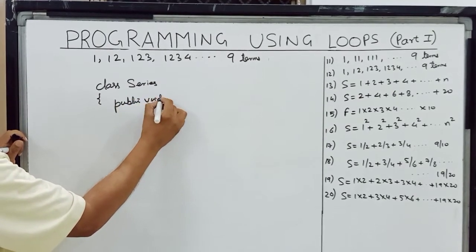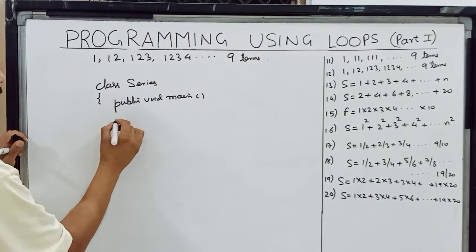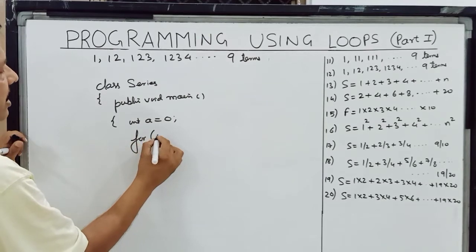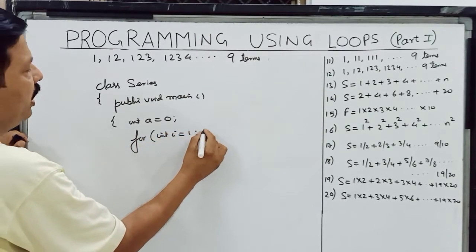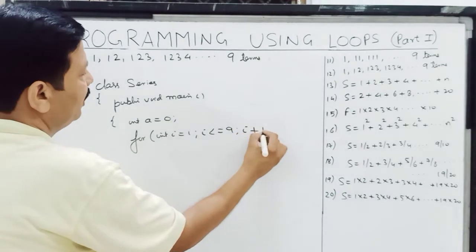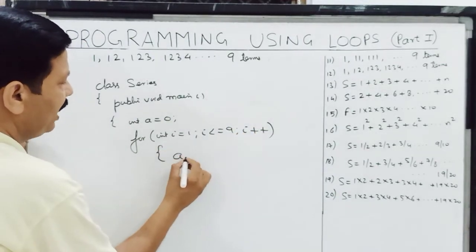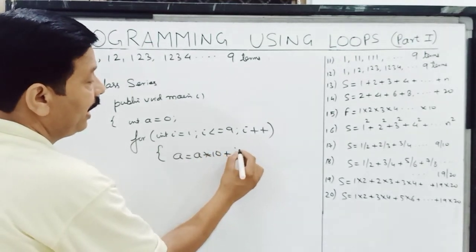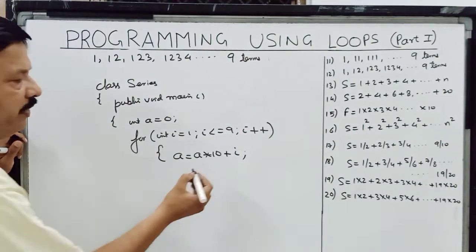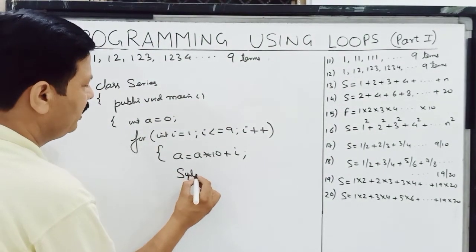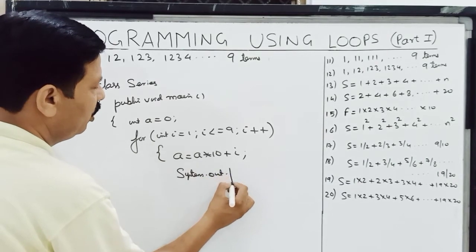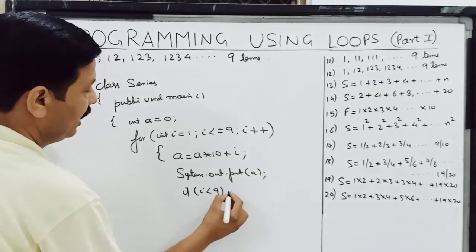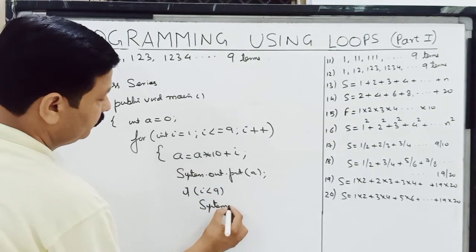This is public void main. Here also children, I am taking a variable a is equal to 0. I am again running my loop. So this is the same program I am doing as I have done in the previous series. But this is the change I am making. a is equal to a into 10 is also the same, but in place of adding 1, here I am adding i. So this is the change I have made, and I will get all these numbers. System.out.print a, and if i is less than 9, I print a comma also.